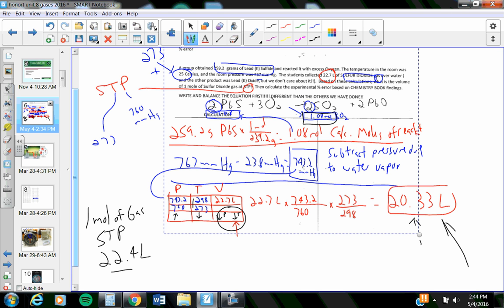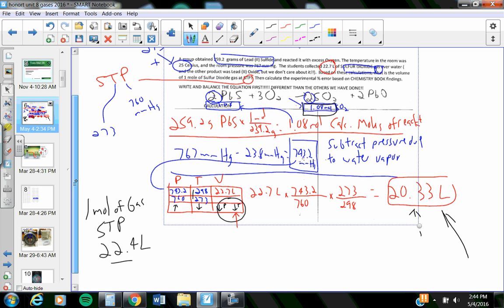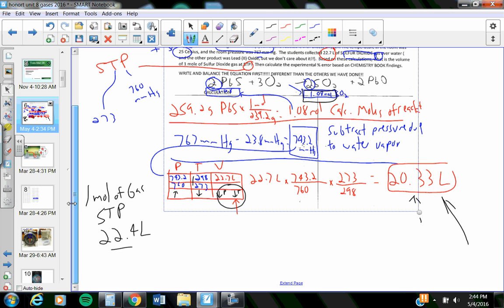If we start with exactly 1.08 moles of lead sulfide, we should end up with exactly 1.08 moles of sulfur dioxide. So what we need to do is account for the fact that what if we didn't have 1.08? What if we only had 1? So the math looks like this. 20.33 liters resulted from 1.08 moles. I'm going to set that equal to another fraction. It's just a proportion. What if we would have had 1 mole? How many liters would we have? And I'm going to call that x.